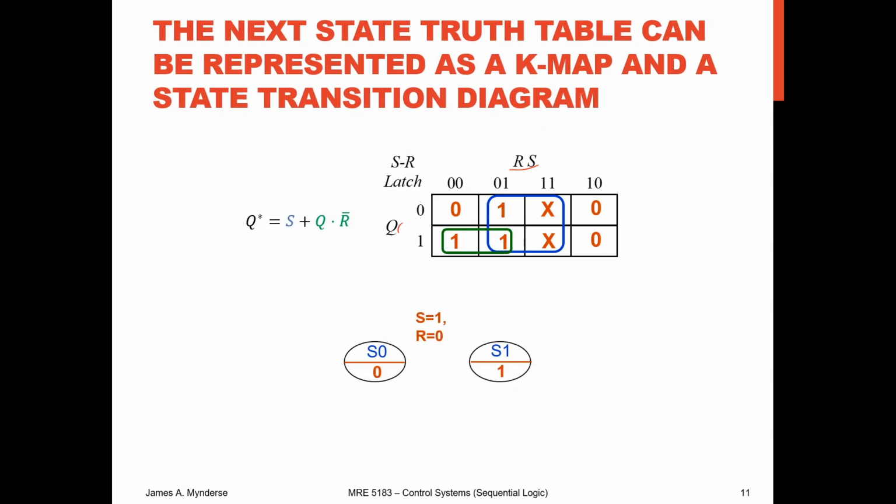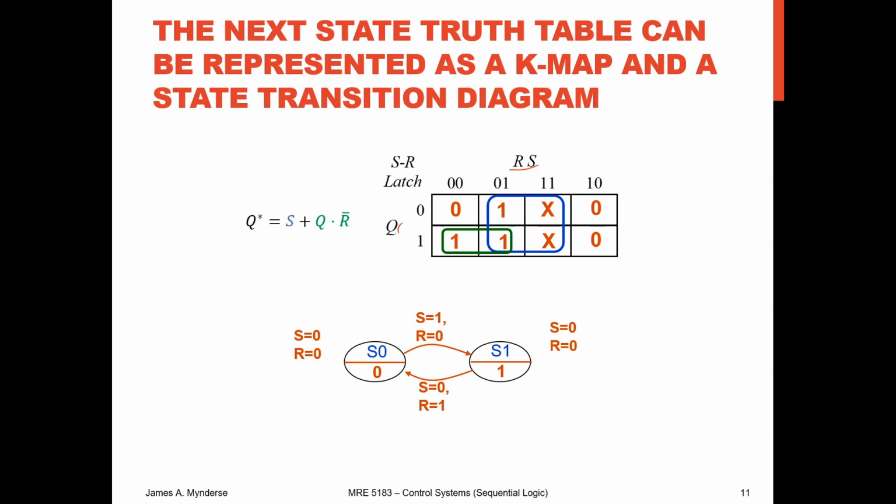So if the S is 1 and the R is 0, and we started in state 0, then we know we need to move to state 1, because we know that the output should be a 1 for the next state. And you can go back and look at your truth table. In fact, if you've got the notes in front of you, flip back so you can compare this. If we have S is 0 and R is 1, and we started in the output 1 case, well, we need to move back to the output 0 case. That's our reset condition.